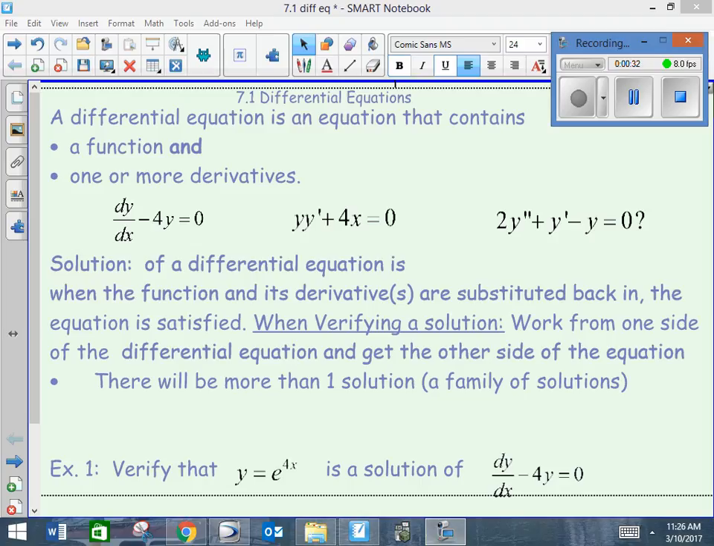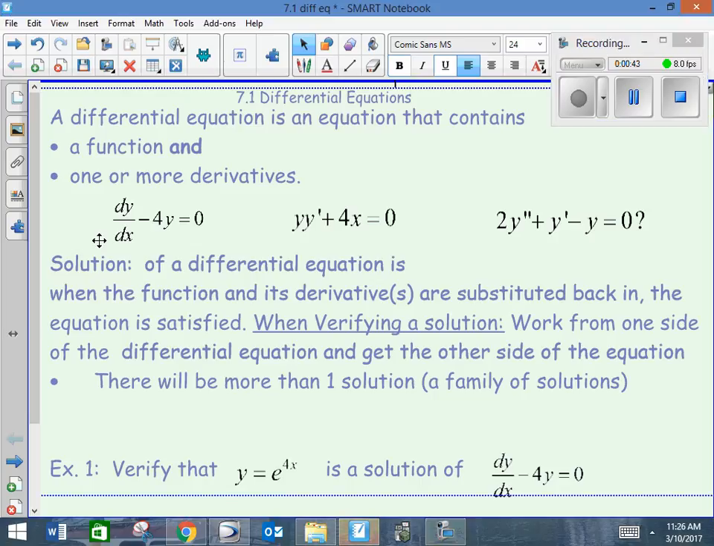All right, what is a differential equation? It is an equation that contains a function and one or more derivatives. So here's your derivative. D by dx is your derivative. Y is your function. Okay? We got y prime is your derivative. We got y, 4x might be a function.